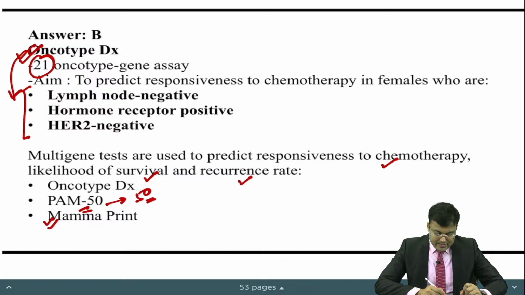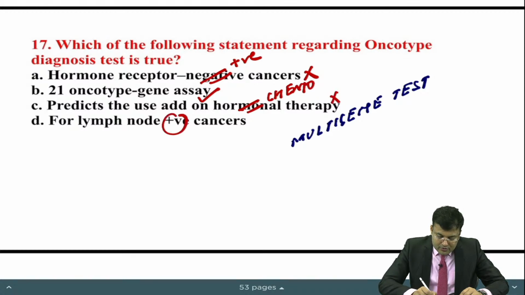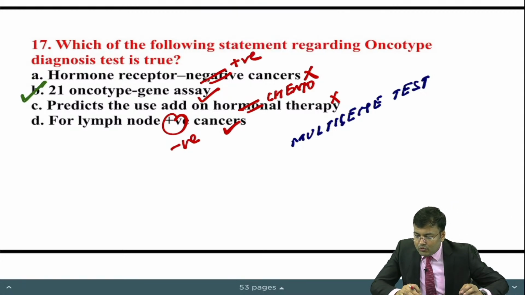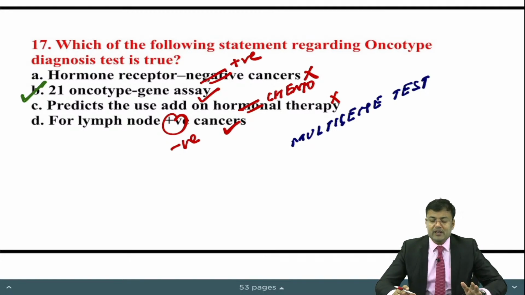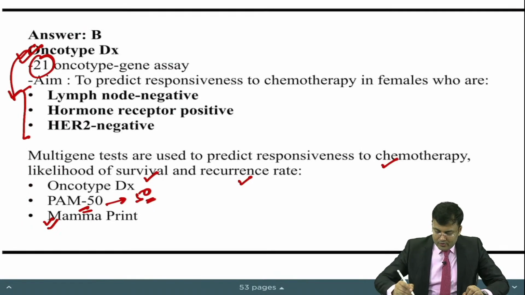So if you see the question again, hormone receptor positive, so this is incorrect. 21, Oncotype gene assay, correct. Use add-on, not hormonal therapy, chemotherapy. So this is also incorrect for lymph node negative cancers. So what is the correct answer for this question? It is B, and most of you were correct. So here the correct answer for this question is B. Okay.